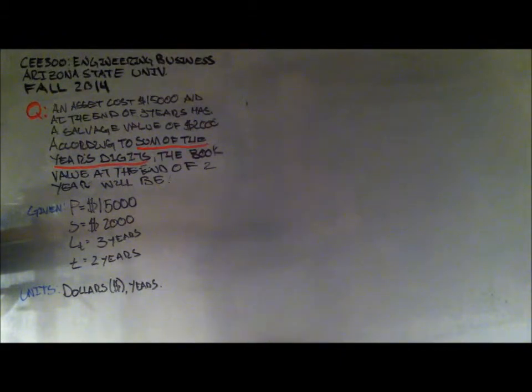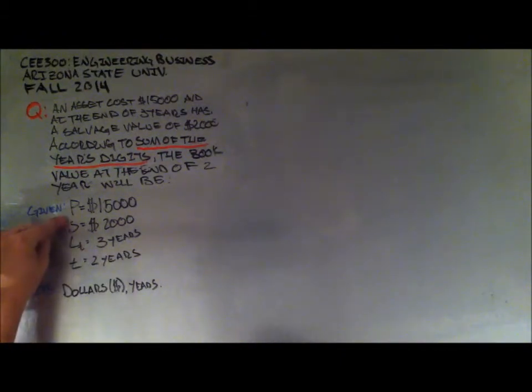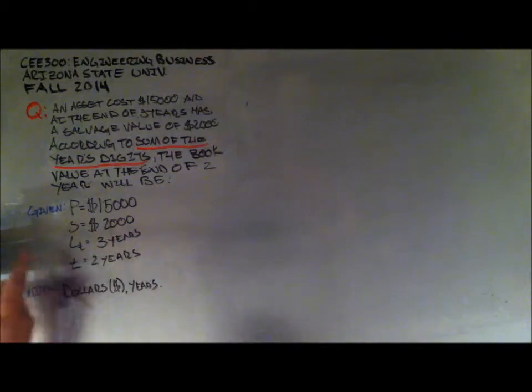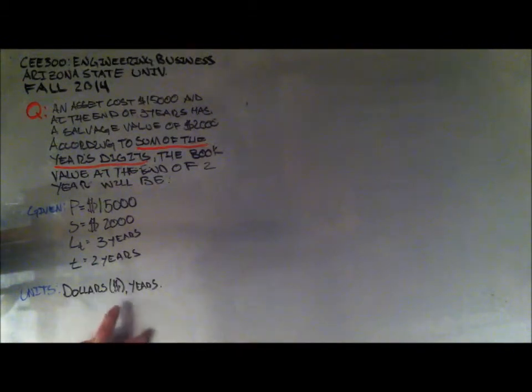From the statement we know the following. The asset was purchased for $15,000. The salvage value, which of course is the value of the asset at the end of its useful life, will be $2,000. The useful life expectancy of the asset will be 3 years, and we would like to know the book value after 2 years. Units for this problem would be dollars and years.